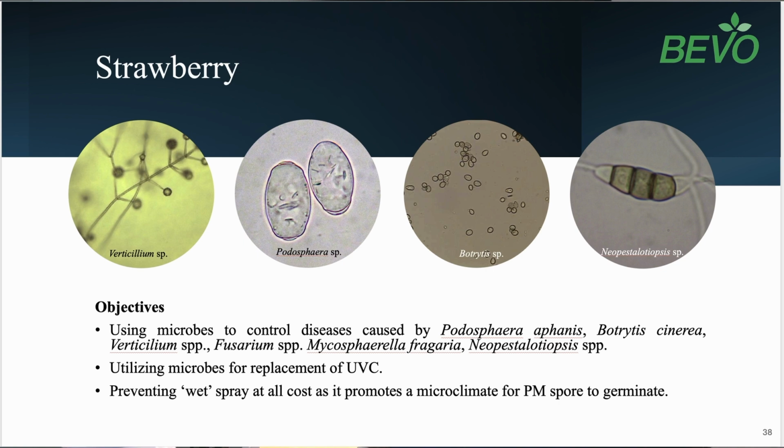So the objective is we try to use microbes to control diseases such as powdery mildew caused by Podosphaera aphanis, Botrytis, Verticillium, Fusarium, Mycosphaerella fragariae, very hard to pronounce, and nail pest. I'm not going to pronounce that word. Nail pest is a new disease in BC, I believe, and it's very hard to control. At the moment, I believe there are few fungicides that can be used to control it, but why not start with bios? Bios have all this antimicrobial property, maybe it works.